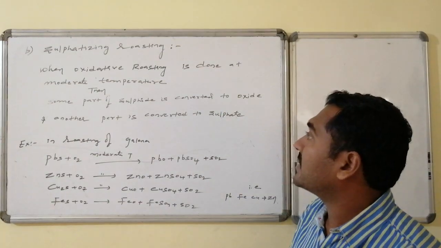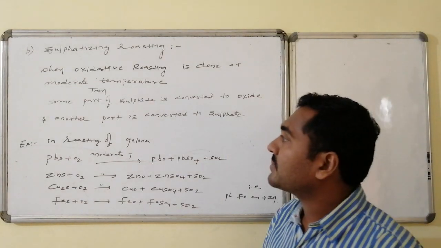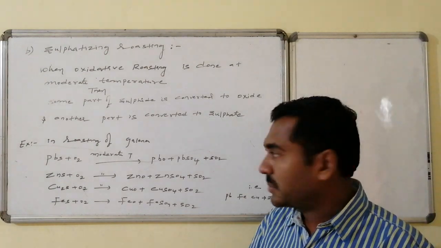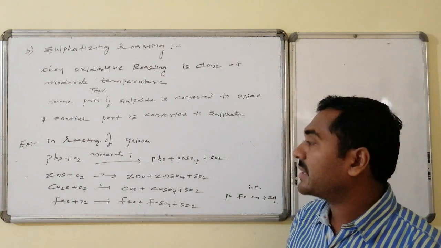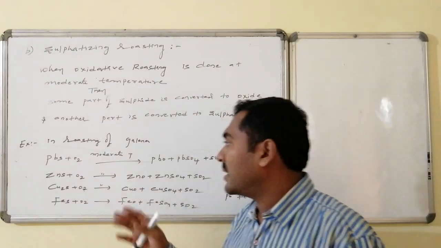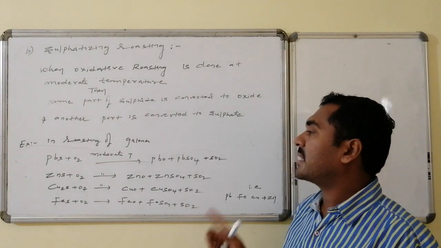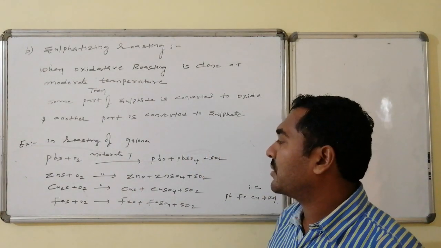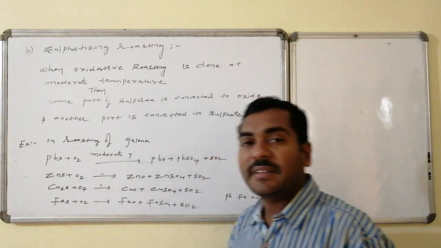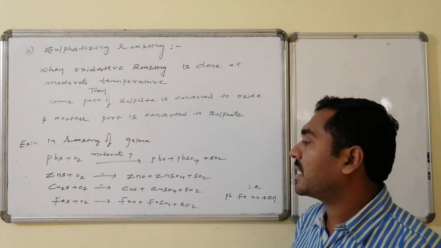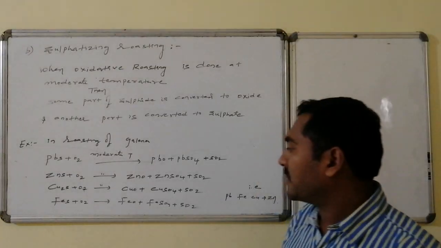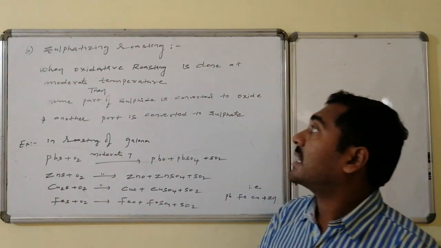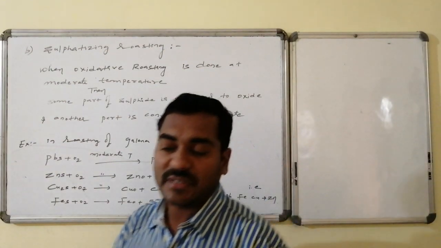When oxidative roasting is done at moderate temperature, then some part of sulfide is converted to oxide and the another portion is converted to sulfate. Suppose in roasting of galena at moderate temperatures in presence of plenty of oxygen, lead sulfide is converted to lead oxide, sulfur dioxide followed by lead sulfate. Zinc sulfide is converted to zinc oxide, sulfur dioxide followed by zinc sulfate. And copper sulfide is converted to copper oxide, sulfur dioxide followed by copper sulfate. Ferrous sulfide is converted to ferrous oxide, ferrous sulfate followed by sulfur dioxide. These are said to be the sulfatizing roasting process.